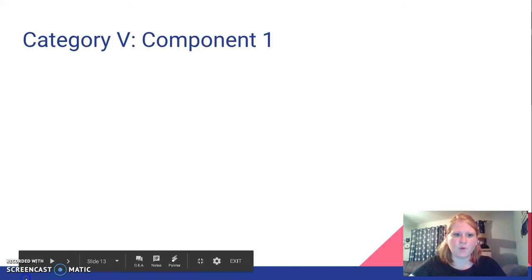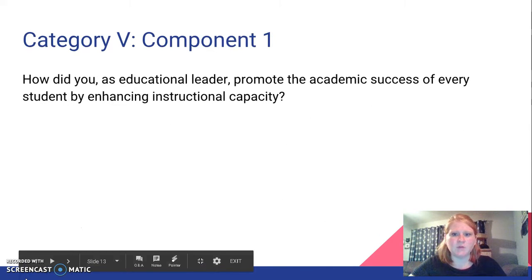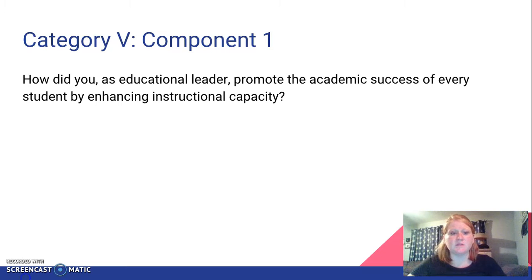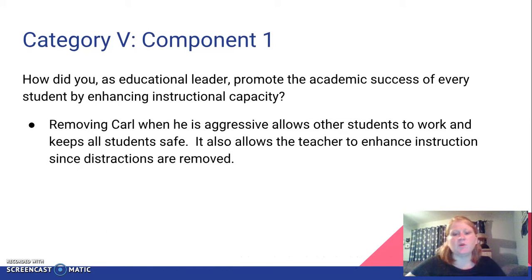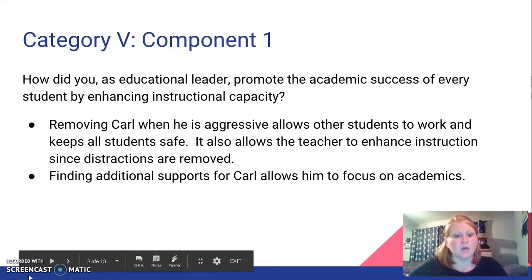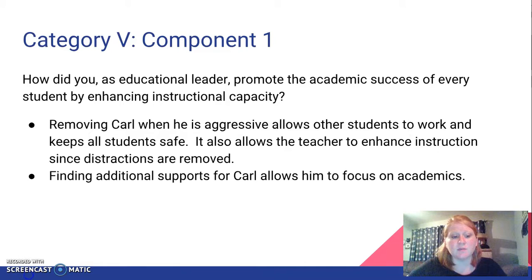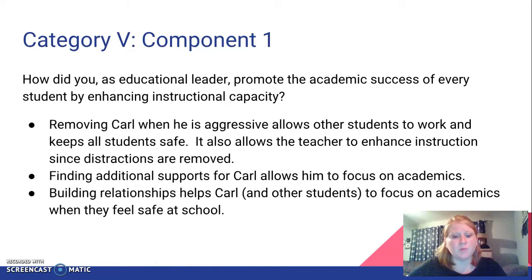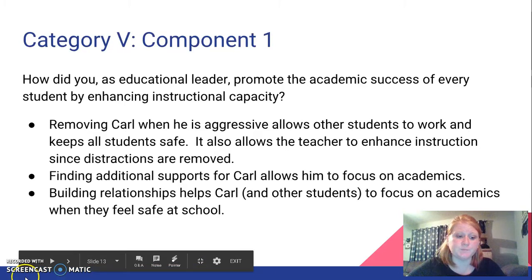Category 5, Component 1. How did I promote the academic success of my students? Removing Carl when he's aggressive allows the other students to work and keeps everyone safe. It also allows the teacher to enhance instruction and continue teaching because the distraction is removed. Finding additional supports for Carl allows him to focus on his academics, and building relationships will help Carl and the other students to focus on academics because it helps them to feel safe at school.